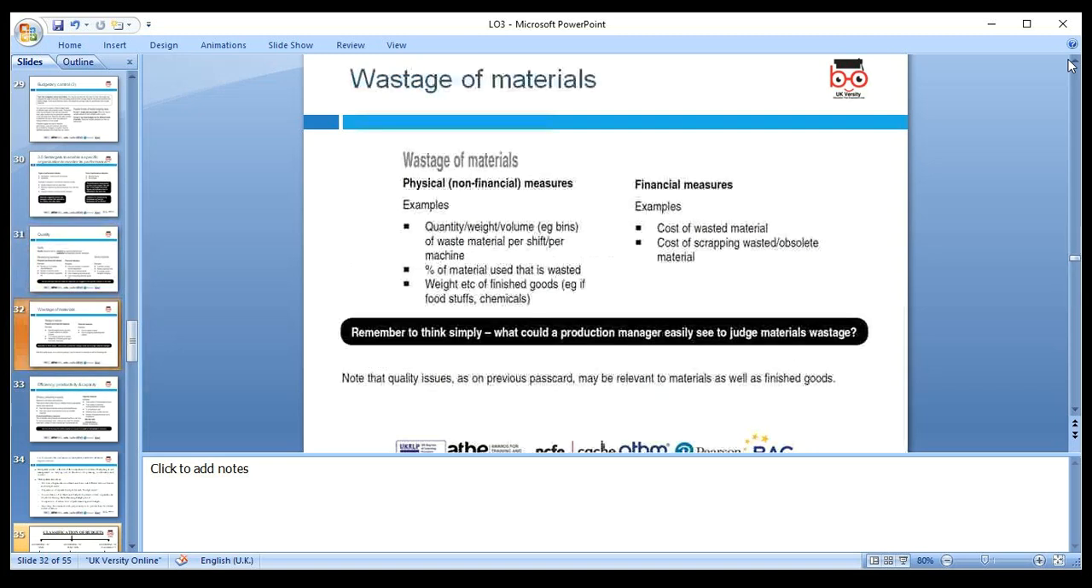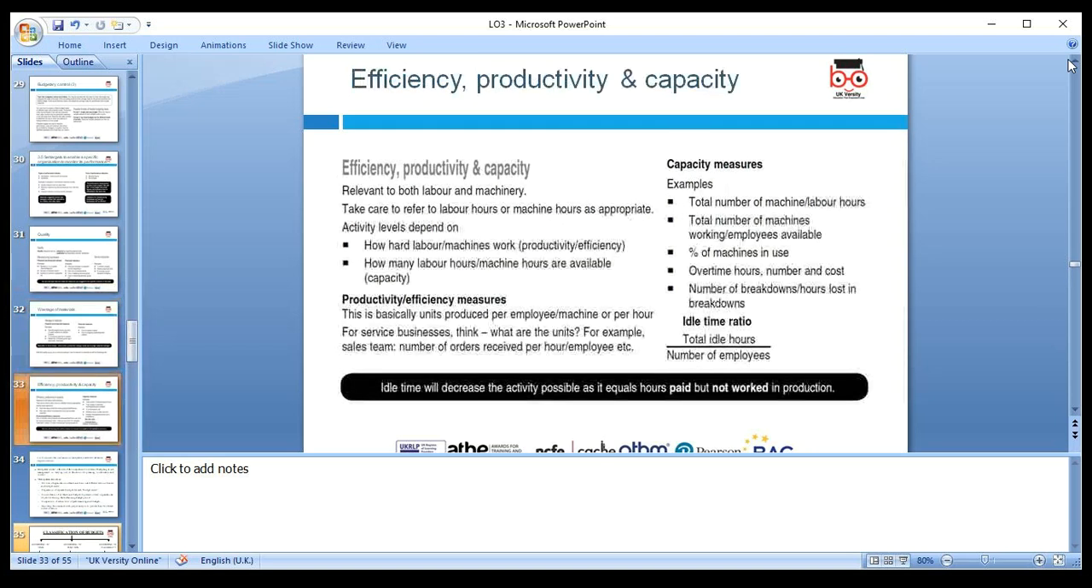Yes, all these, we can look at whether the service is good or bad, against the service standards. Wastage always needs to be considered. Is it an example of quantity, weight, and volume? Bin waste, per shift, per machine. We can look at the financial measure, the cost of waste, how much cost of scrap and obsolete items. These need to be calculated to make the budget effective, and we carry on reflecting on how effectively we have the budget and how we perform as a manager.